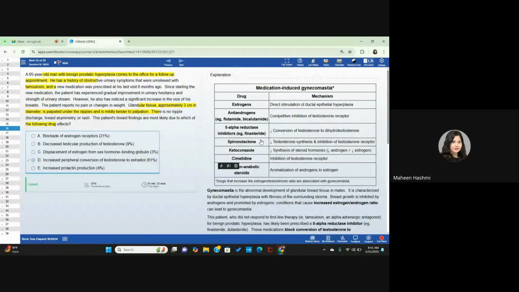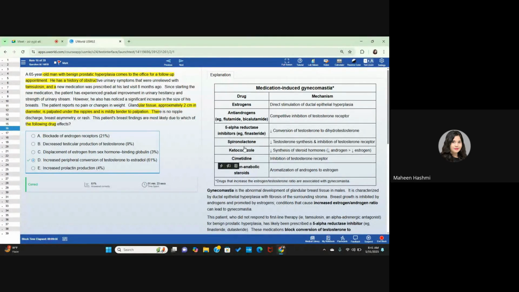If one goes down, the other automatically goes up, not because the other is getting overly produced, but because in relation to the other hormone, it looks greater. Because the other is going down, the other automatically looks greater. So that's just the body effect. Again, try to remember spironolactone, ketoconazole, cimetidine as a major source of gynecomastia.